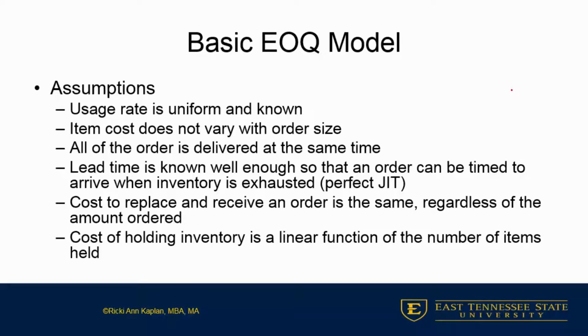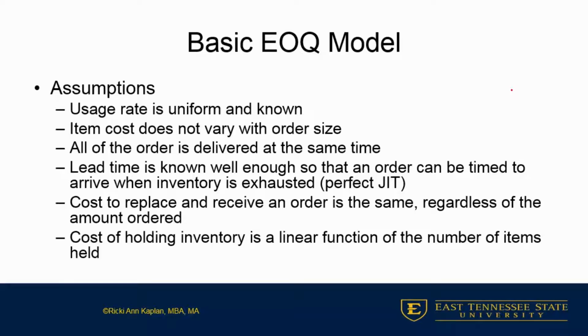Looking at our EOQ, our economic order quantity. What is this? We're going to have assumptions. The first assumption is that the usage rate is uniform and known. That means it's going to be the same. They're going to use it constantly the same way, and here's our rate, it's going to go down, straight line, not a problem, and we know it.